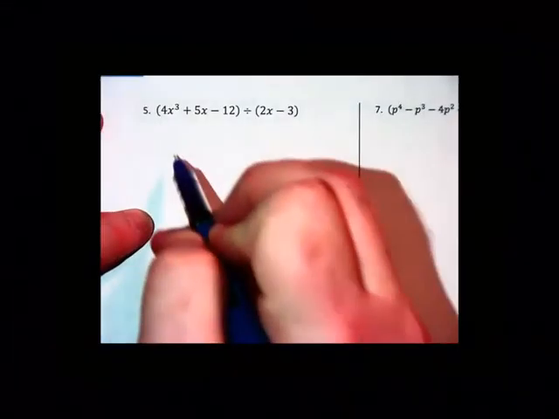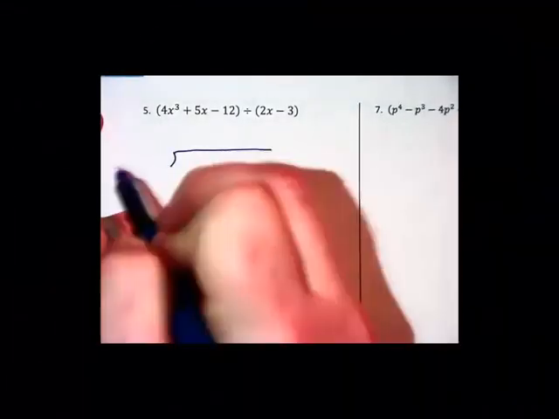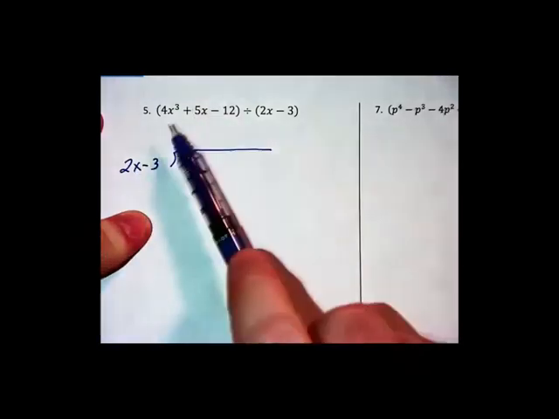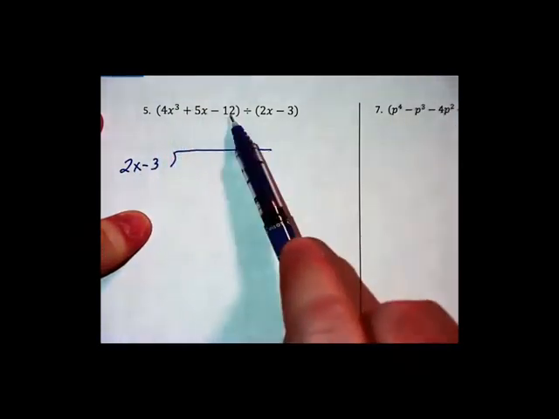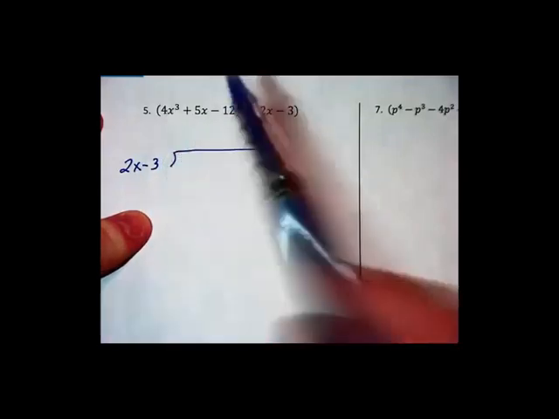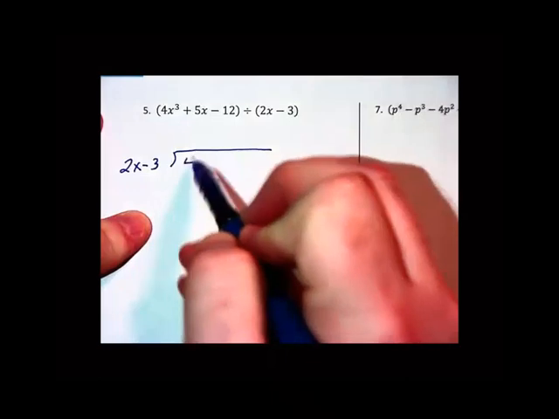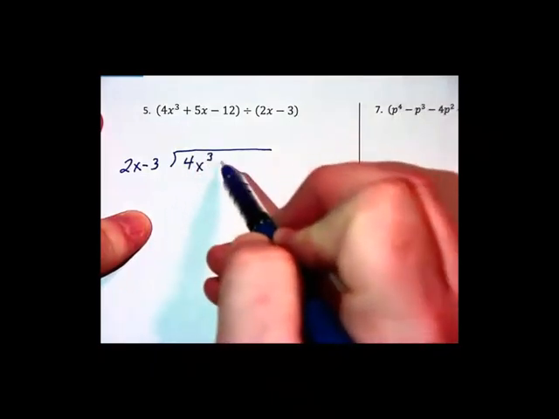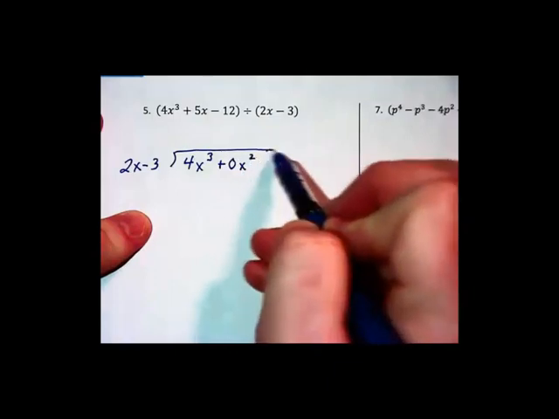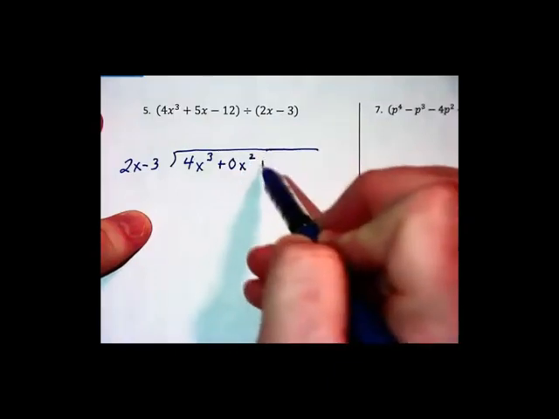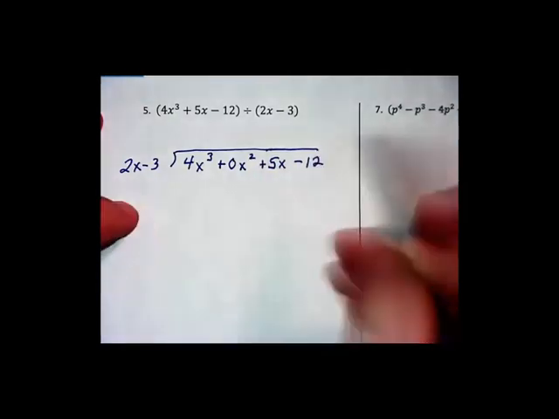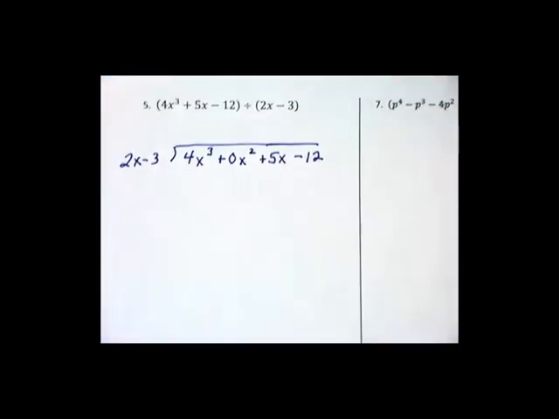On this number 5, yes, we're dividing by 2x minus 3. But look at the polynomial we're dividing up. It skips from x cubed down to x. When that happens, you insert a 0x squared. You put a 0 term in there for each term that you skip over in the descending pattern of the exponents. That's the trick in this problem.